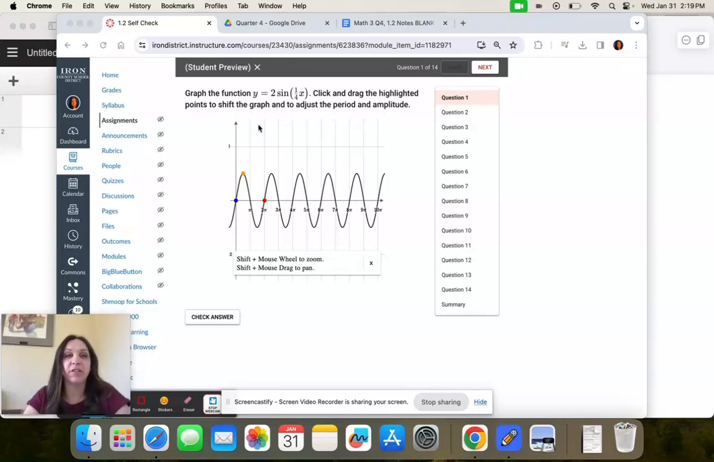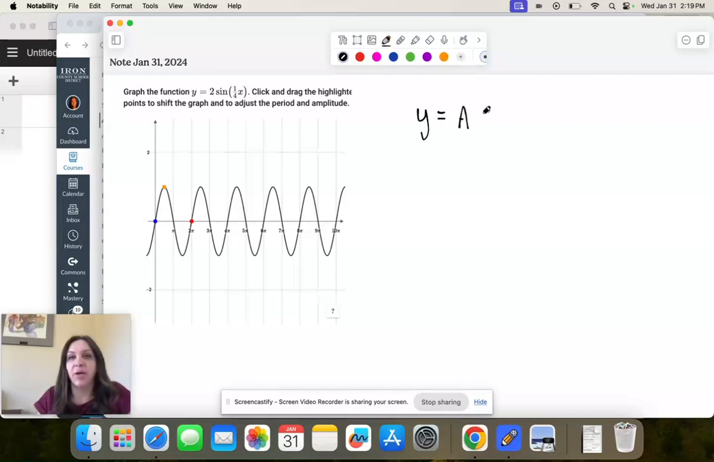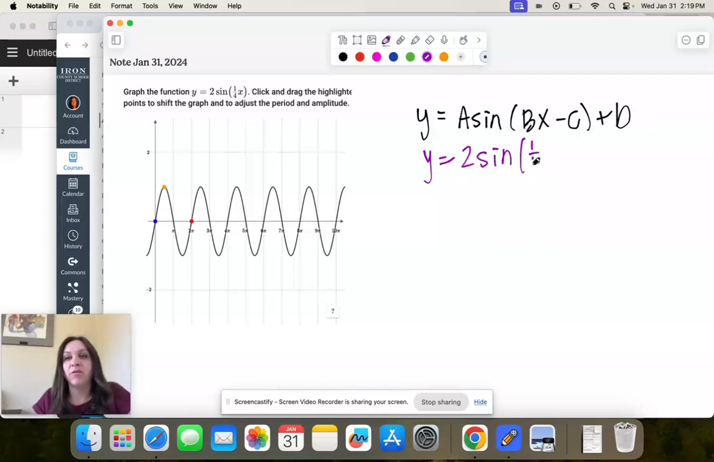All right, we're graphing the function 2 sine 1/4 x, and we have to move these points to graph and adjust everything. So first thing, I just want to analyze our function. A sine of bx minus c plus d, that's our standard form. So we're given 2 sine 1/4 x. That's it. So that means c is 0 and d is 0.